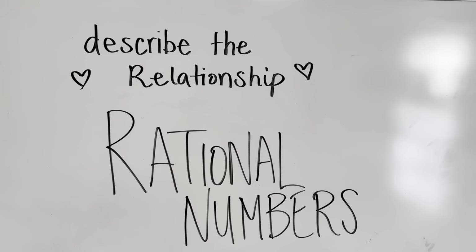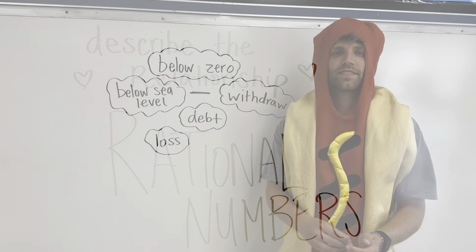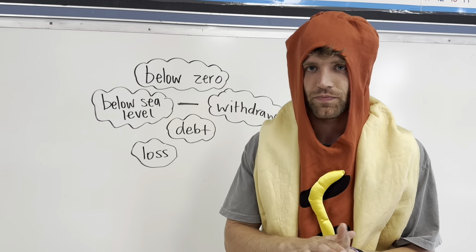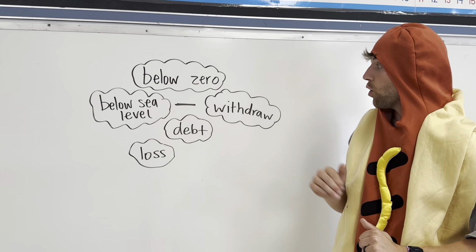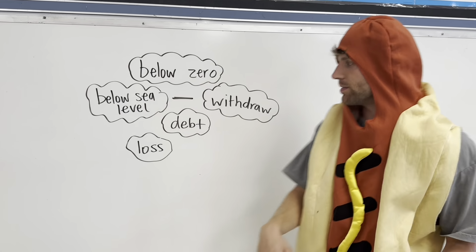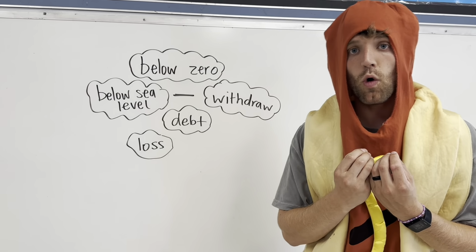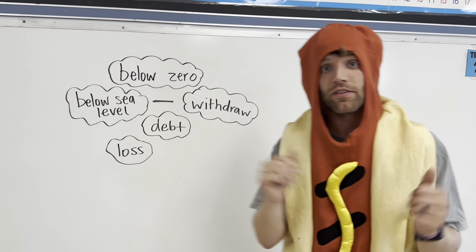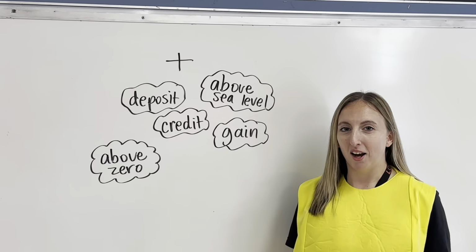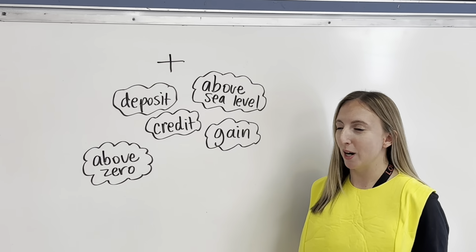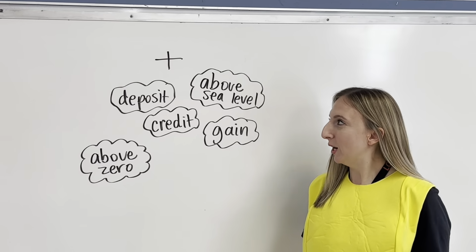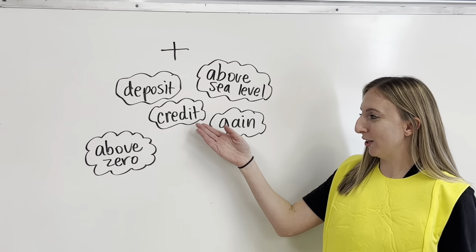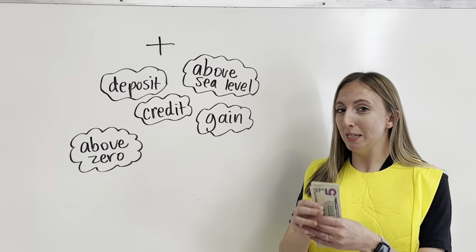Describe the relationship of rational numbers. Now, there are words in life that represent a negative value. Words like below 0 or below sea level. Words like withdraw or debt and loss. These all describe a negative value. On the contrary, there are keywords to describe a positive value, like above sea level, gain, credit, above 0, or deposit.